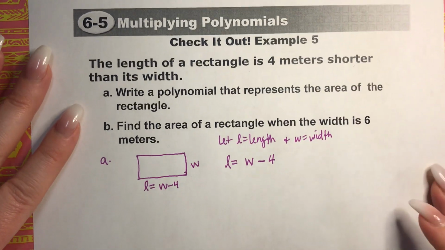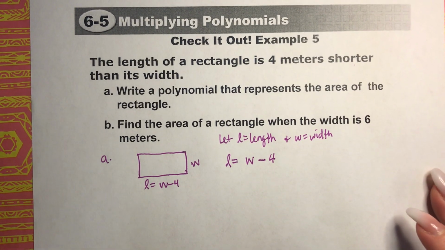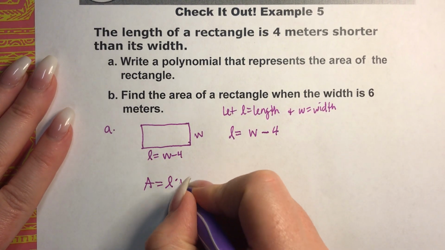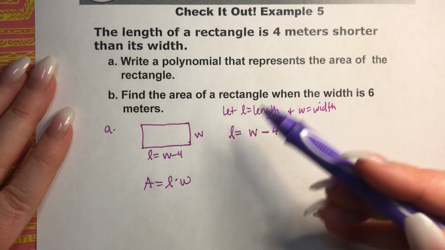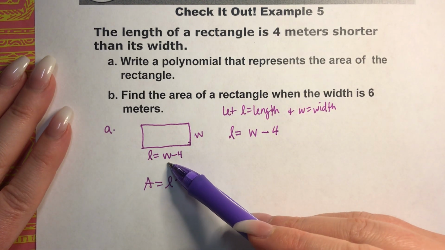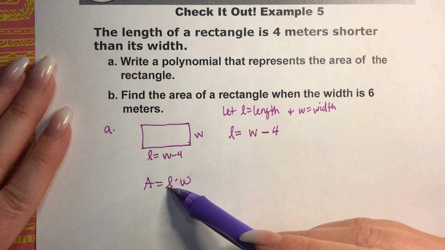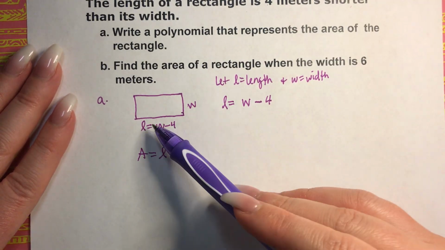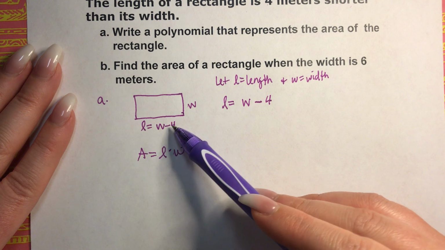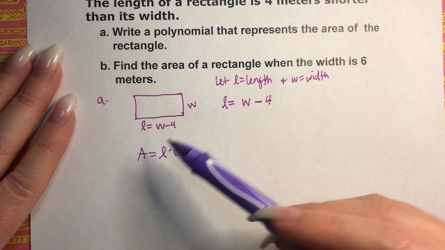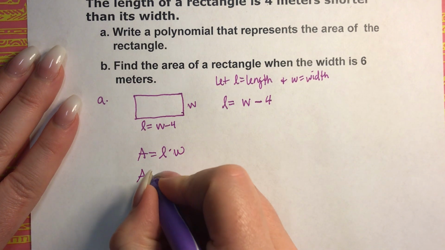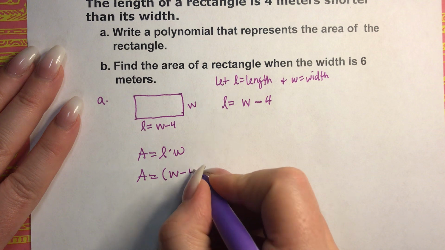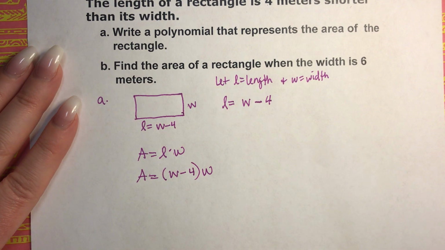So we need to find the area. The area is equal to length times width, okay? And we know that our length is the same thing as W minus 4. So right now these are two different variables, and we really want it to be the same. So since we know that the length is equal to W minus 4, we're just going to substitute that in, and we get A equals, instead of writing L, I'm writing the quantity W minus 4 times W.